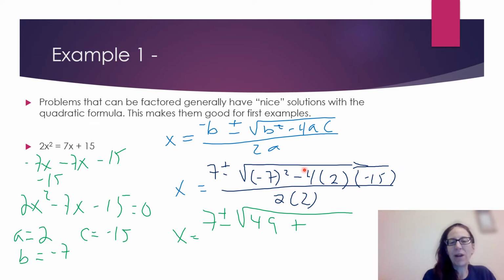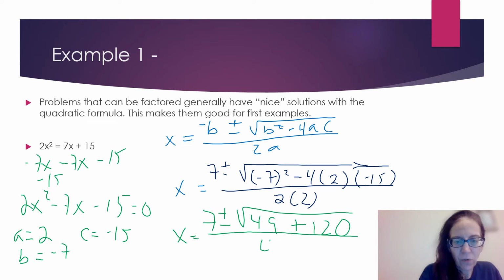Sometimes students will say, but wait a minute, this is a subtraction sign. Fair enough. Positive times a positive is a positive. Positive times a negative is a negative, and minus a negative would give you a positive. You're going to land at the same spot either way. Now, this is where I'm questioning my life decisions. I'm going to do 15 times 2, which is 30, and 30 times 4, which is 120, over 4.